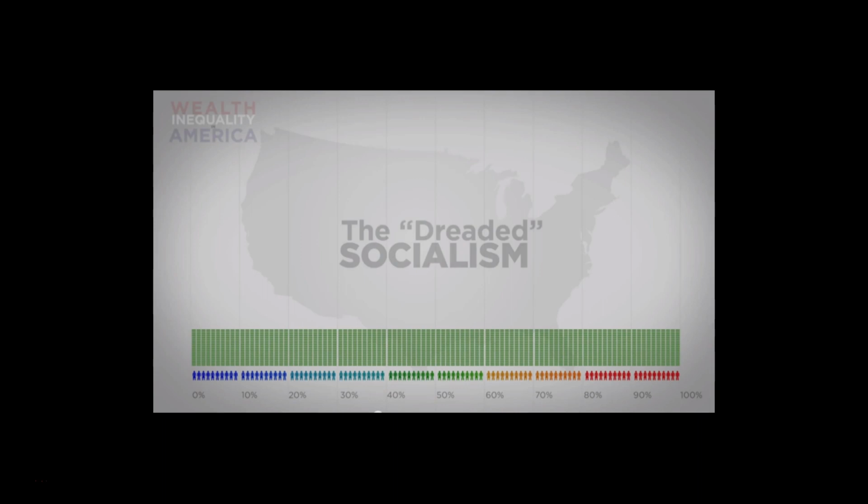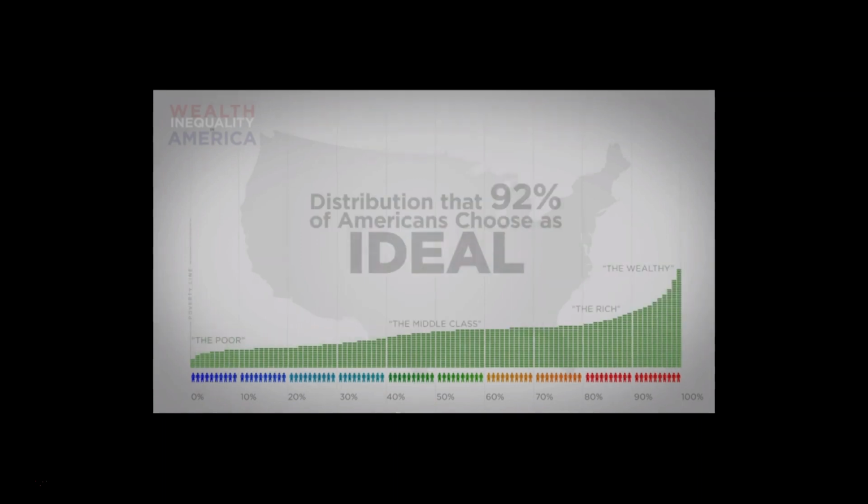Okay, socialism never really took root in the United States in the way that it did in some other countries, where people argue for complete flattening of economic standing across the board. When Americans are polled, most Americans tend to have a view that looks more like this. So this is the distribution that 92% of Americans, when polled, choose as the ideal wealth distribution for the country.